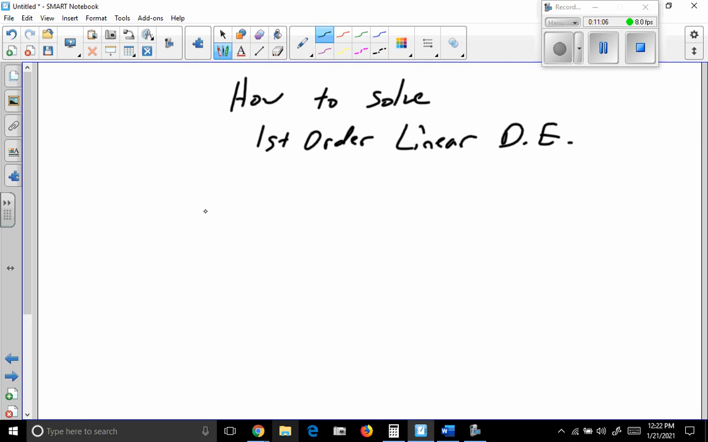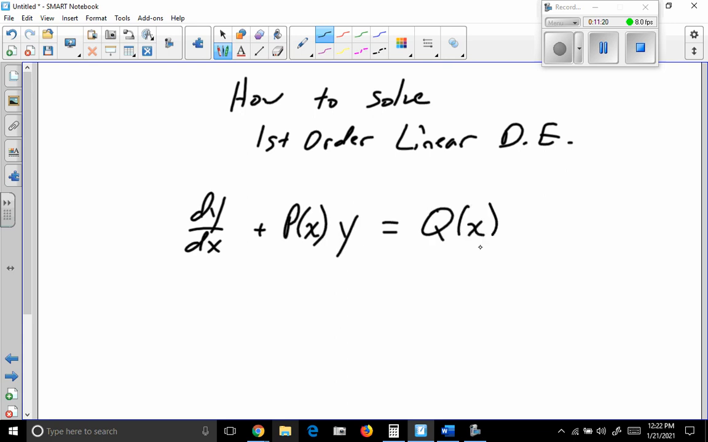So in standard form, we're going to have dy/dx. The next term is going to have y, and its coefficient we're going to call p of x, and on the other side, we're going to call that q of x. So linear, our derivative with respect to y, any coefficient and any other term is simply a function of x.